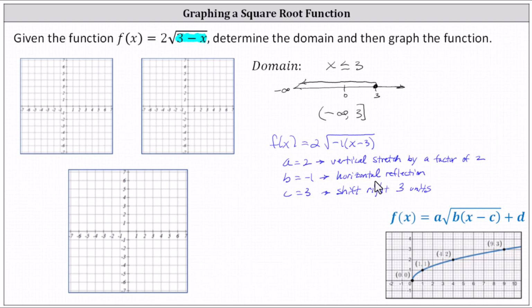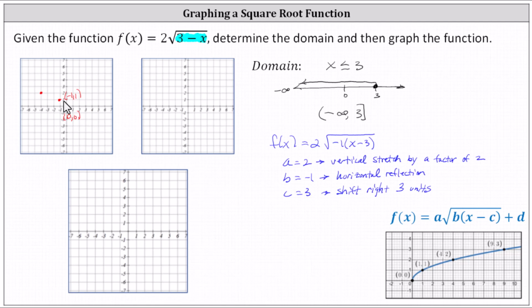Let's start with b equals negative 1, which indicates a horizontal reflection, or a reflection across the y-axis. To graph this reflection, we can take key points on the graph of the basic square root function and multiply the x values by negative 1. So for the point 0, 0, the corresponding point is still 0, 0, because 0 times negative 1 is still 0. For the point 1, 1, the corresponding point is going to be negative 1 times 1, 1, or negative 1, 1. The corresponding point for 4, 2 is negative 1 times 4, 2, or negative 4, 2.